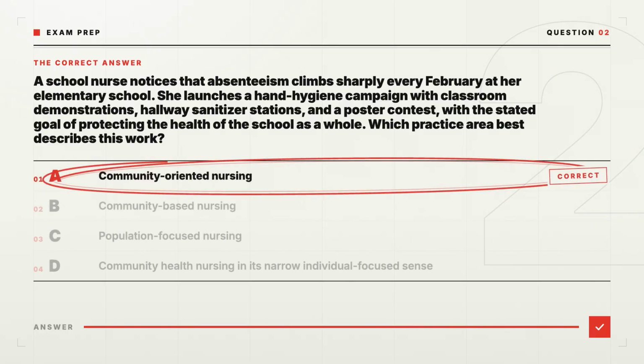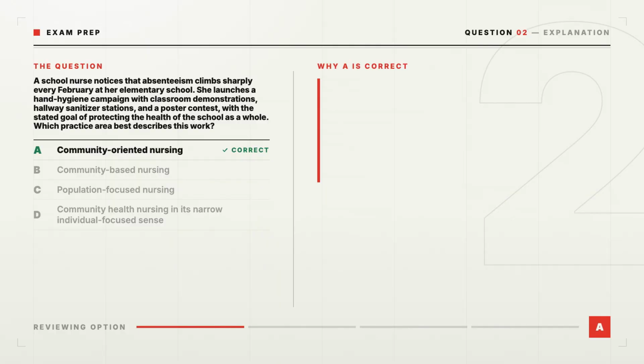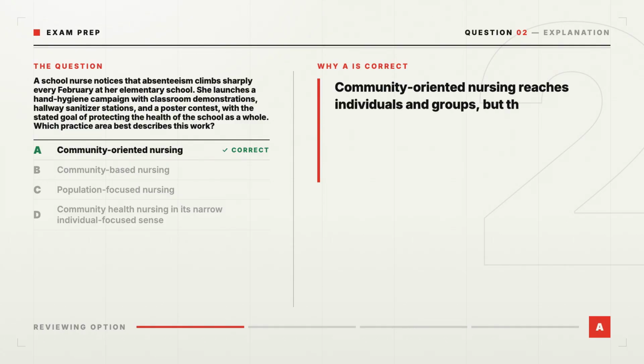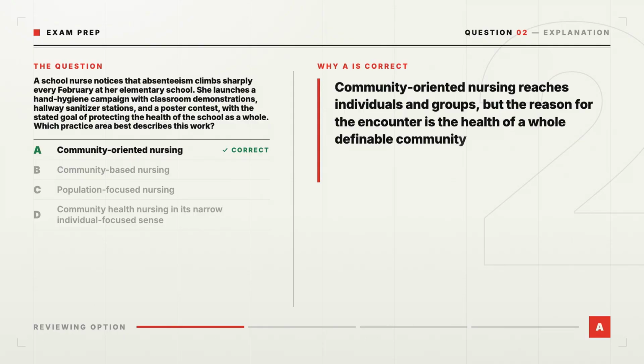The correct answer is A. Community-oriented nursing. A is correct because community-oriented nursing reaches individuals and groups, but the reason for the encounter is the health of a whole definable community. The school is that community, and the campaign is built to preserve and protect its collective health, rather than to treat any one student.